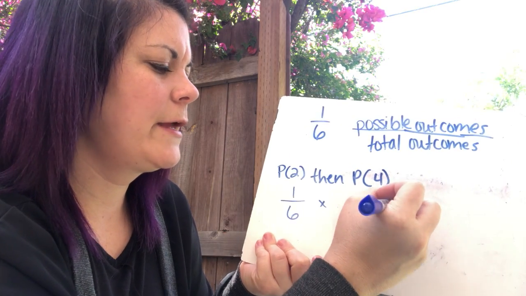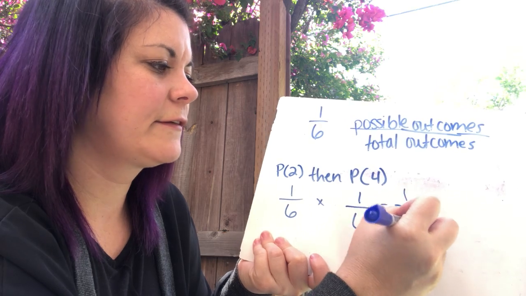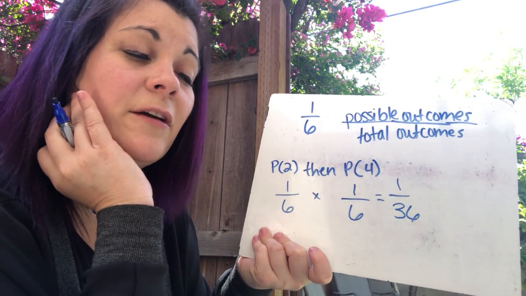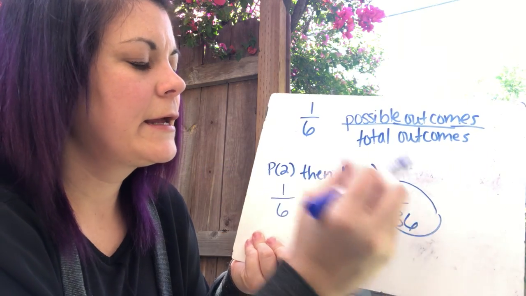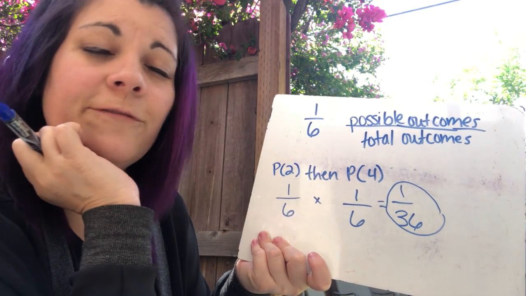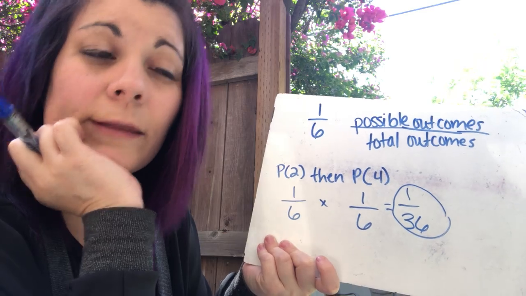1 times 1 is 1, 6 times 6 is 36. If you need a refresher on multiplication of fractions, go and watch that video. So the probability of rolling a 2 and then a 4 is 1 out of 36. So that's compound probability. You find the simple probability of each event, and then you multiply them.